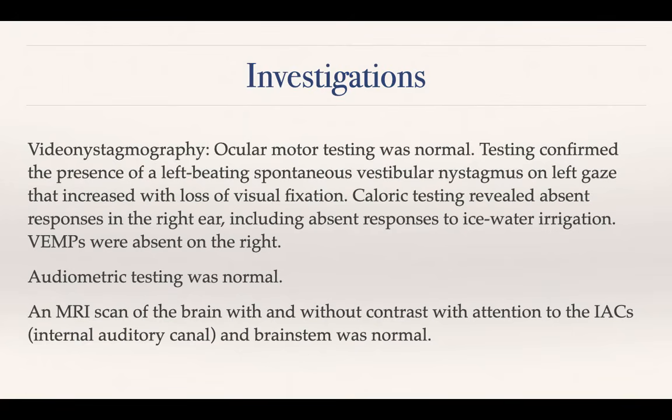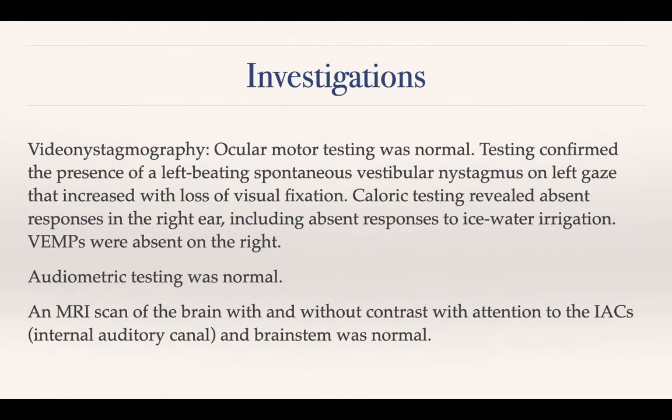The investigations. Video nystagmography ocular motor testing was normal. Testing confirmed the presence of a left beating spontaneous vestibular nystagmus on left gaze that increased with loss of fixation. Caloric testing revealed absent responses in the right ear, including absent responses to ice water irrigation. VEMPs were absent on the right. Audiometric testing was normal. An MRI scan of the brain with and without contrast, with attention to IACs, internal auditory canals, and the brainstem, was normal.